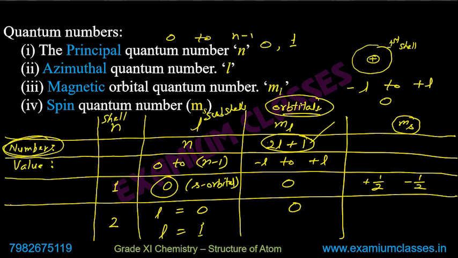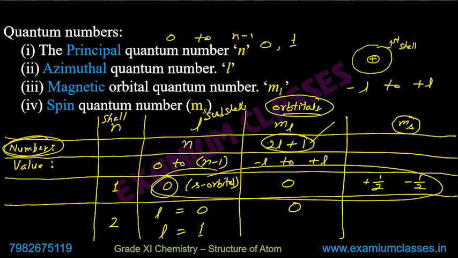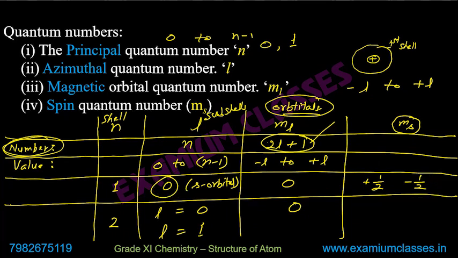What about L equal to 1? I'm coming to that. It means it will be exactly same what we have done here. This part. L equals to 0, ML will be 0. That is only one orbital will be there, assigned value as 0. And there will be 2 electrons in this orbital, maximum.